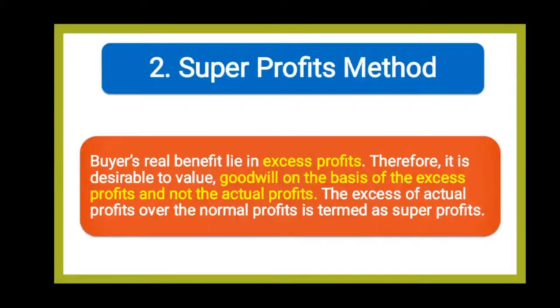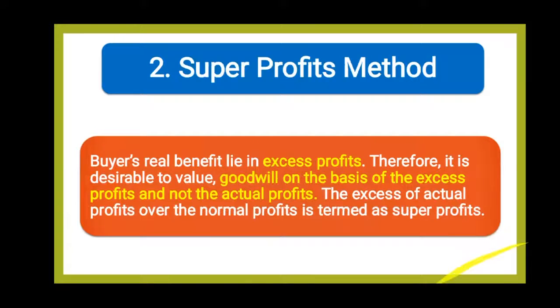The method for valuation of goodwill is the super profit method, and under this method it is assumed that the buyer's real benefit lies in excess profits, not in actual profits. Therefore, it is desirable to value goodwill on the basis of excess profits and not the actual profits. So here the goodwill is valued on the basis of excess profits, and excess profits are known as super profits. Then how is goodwill calculated?